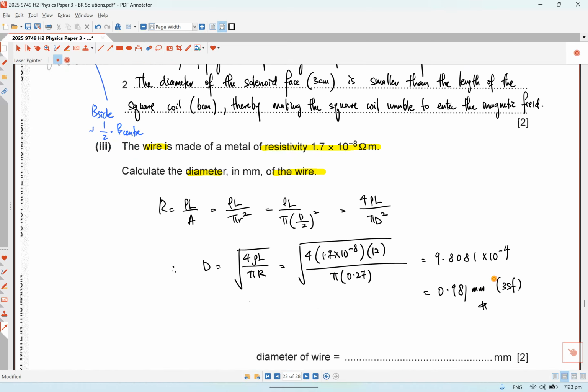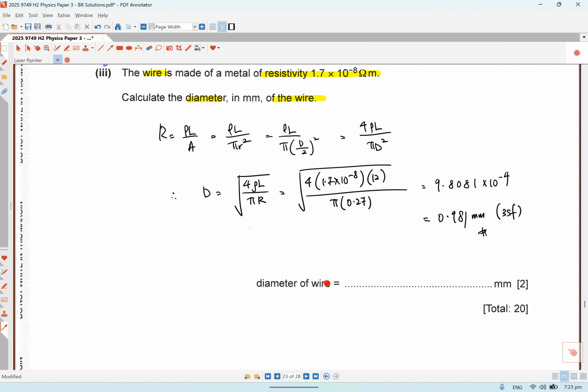Lastly, I want to find the diameter of the wire given its resistivity. You know this equation, R equals rho L over A. Area is pi r square. r is radius, which is diameter over 2. So all you need is to substitute these numbers. You will get the diameter. All right? So that is for question 8.